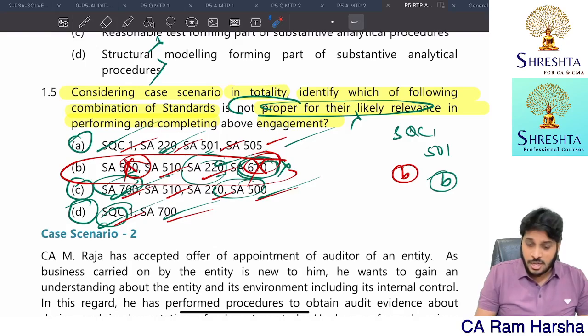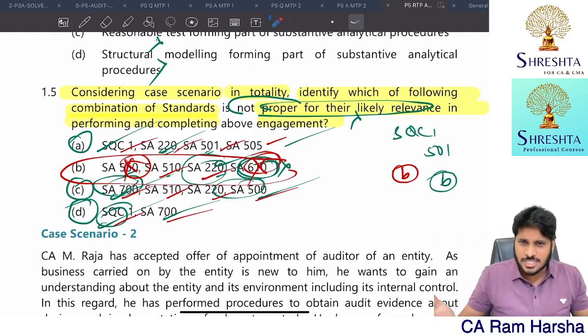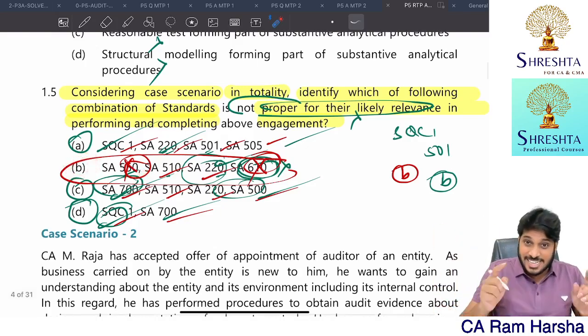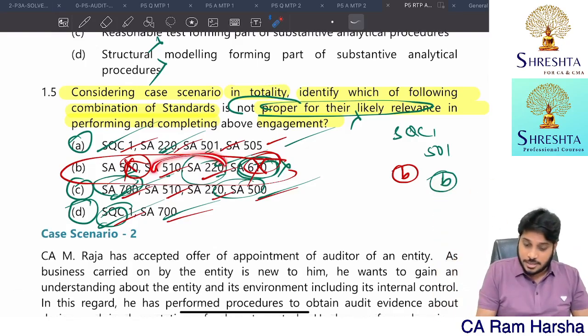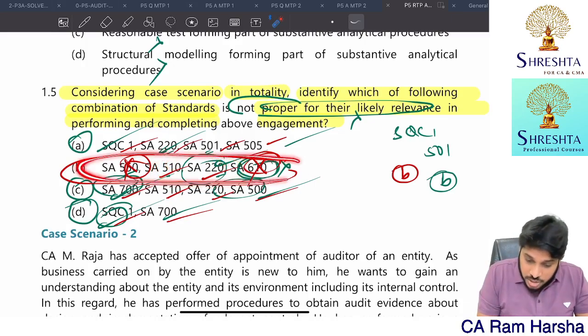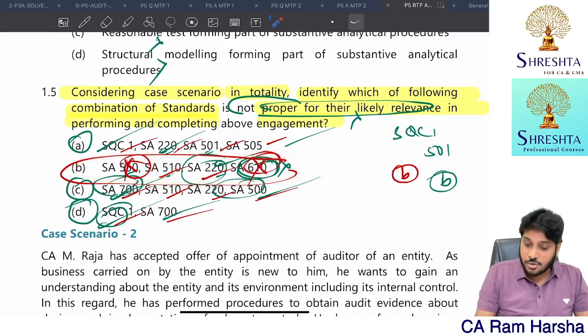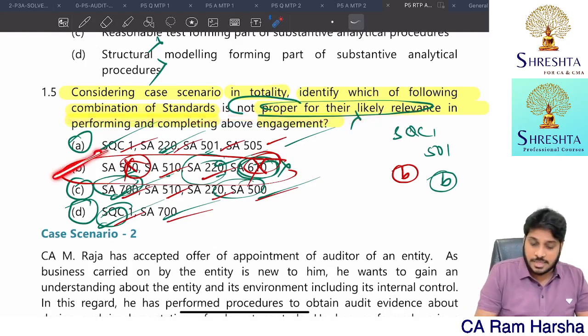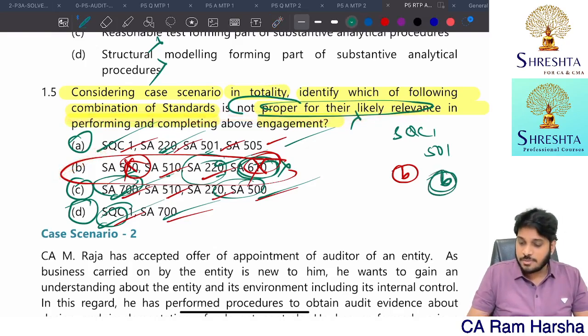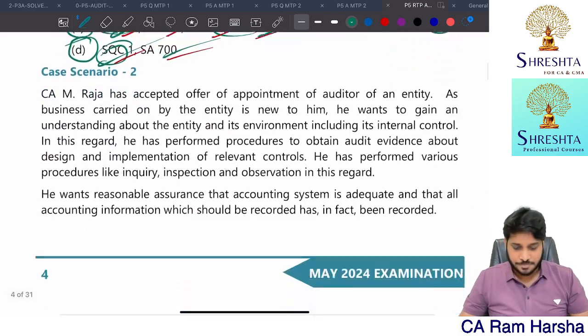SQC 1, 700 important. So which is not relevant? 610. Work of internal audit is not relevant. Related party standard not relevant because those two circumstances were not there. So only option B discusses irrelevant standards. That's why this combination is not relevant. These two are relevant only, but this combination of all four is not relevant. They are asking only about the combination. Getting it? Identify combination of standards that is not proper. So option B, that's why I have selected option B. So option B is the answer. I hope you understood this.